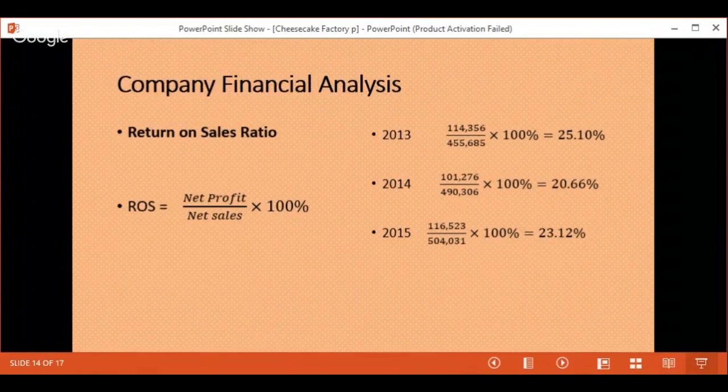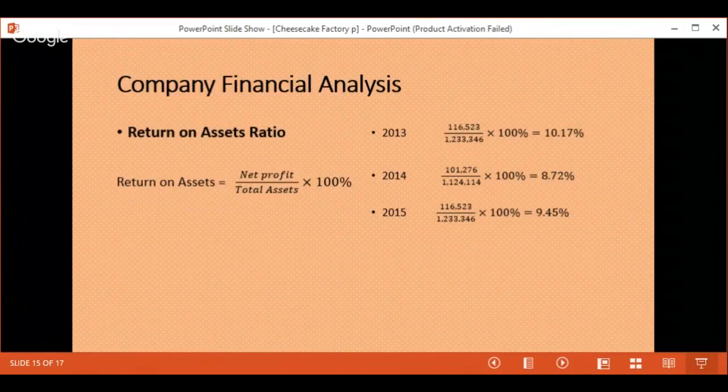ROS, or return on sales ratio. This is a measure of profit earned per sales dollar. An increase in ROS indicates that the company is growing more efficiently, while a decreasing ROS could be a signal of financial problems. ROS is the net profit divided by the net sales multiplied by 100%. In 2013, the ROS was 25.10%. It decreased in 2014, becoming 20.66%, and it increased again in 2015, becoming 23.12%. So according to our data, it would have been a bad investment to invest in the Cheesecake Factory between 2013 and 2014. However, it would have been a very profitable investment if we invested between 2014 and 2015.